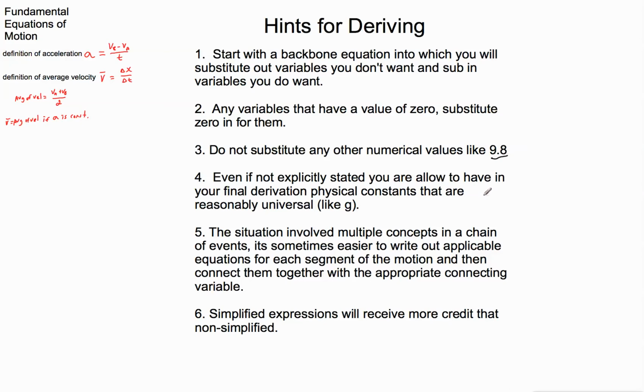If it is not explicitly stated, you are allowed to have in your final derivation physical constants that are reasonably universal. Another hint: if the situation involves multiple concepts and a chain of events, it's sometimes easier to write out applicable equations for each segment and then connect them together. And then last, simplified expressions are better than non-simplified expressions. Let's see how all of that works.